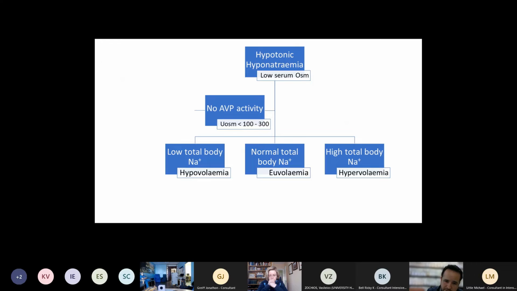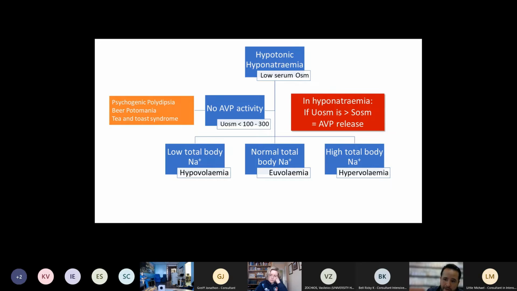If the urine osmolality is very low, then again, we have a patient who has been drinking just too much, such as the disease listed there. And as a rule of thumb, if we notice that the urine osmolality is greater than the serum osmolality, that means that the patient is releasing ADH. And if the patient is releasing ADH, then we'll have to think of any of the three below.